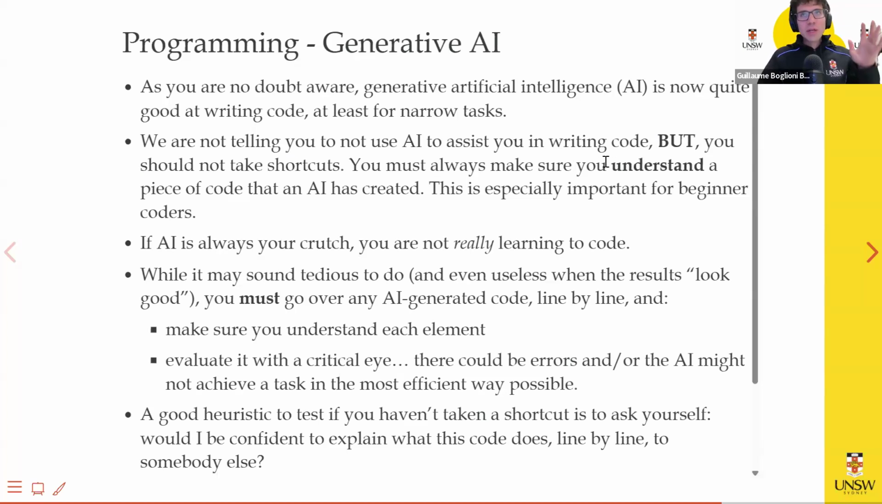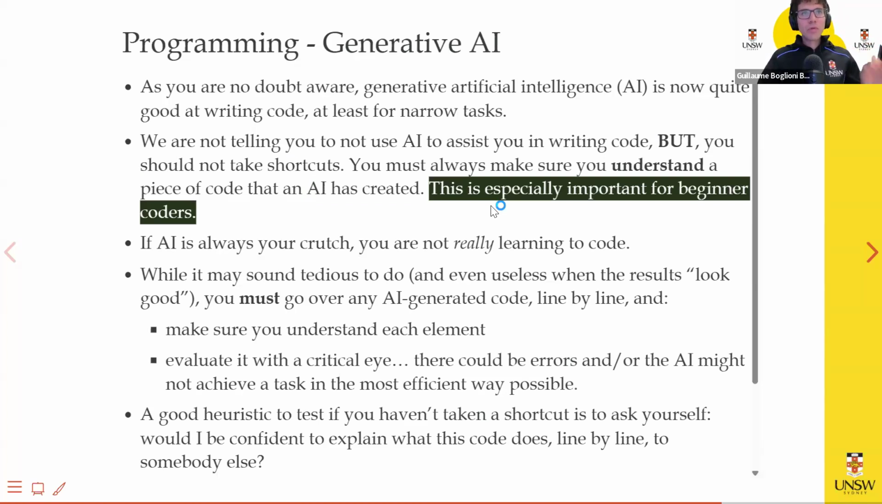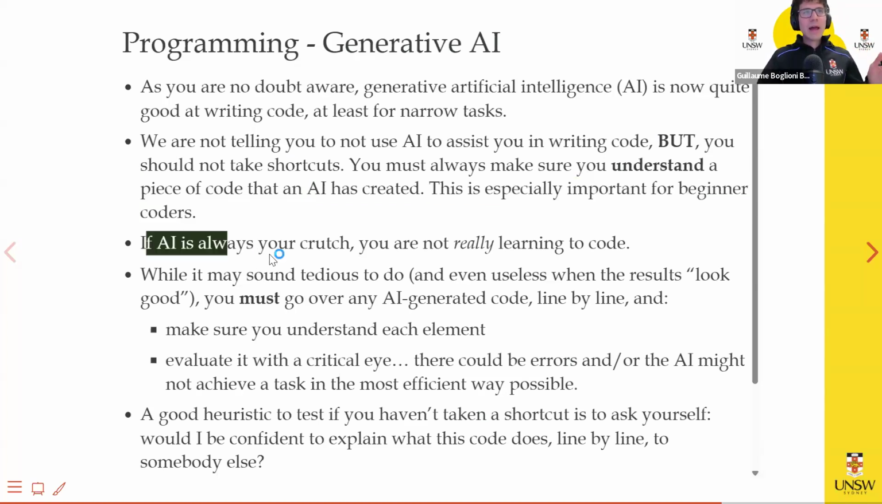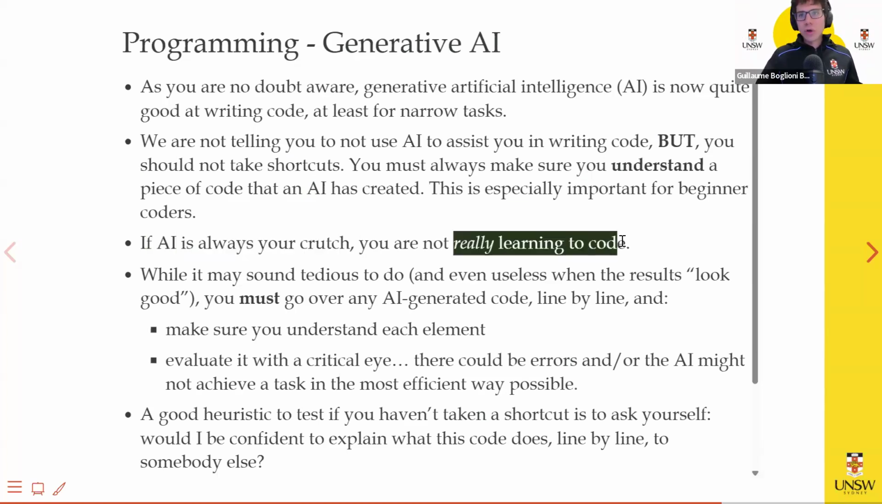You must always make sure you understand a piece of code that an AI has created. And this is especially important for our beginners. If AI is always your crutch, that everything you have to do, you ask AI, looks good, that's it, I'm going to submit that, well, you're not really learning to code. You're maybe learning some code, you're learning how to give good prompts to AI and generate the result that looks good, but you're not really learning.